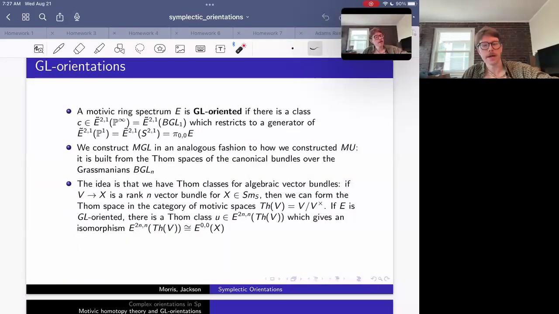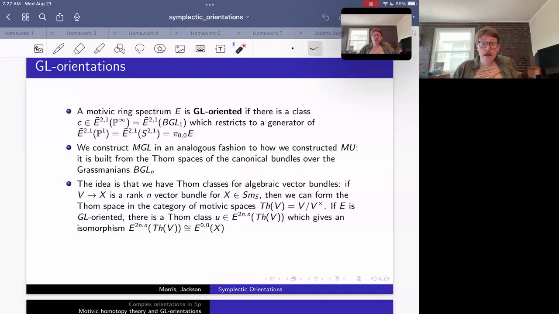And the idea here, in analogy with the geometry from before, is that we have Thom classes now for algebraic vector bundles. If I have a rank n algebraic vector bundle V over X, where X is now some smooth K-scheme, Sm_K, then it might be a little hard to make the Thom space, but in the category of motivic spaces, we're completely fine. We can make this quotient and everything is all good.